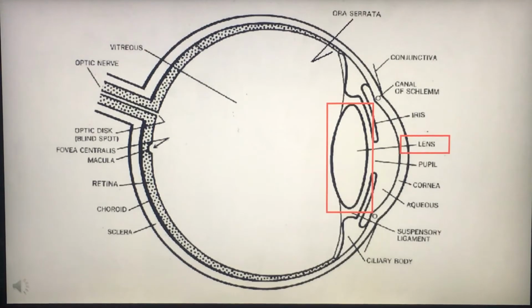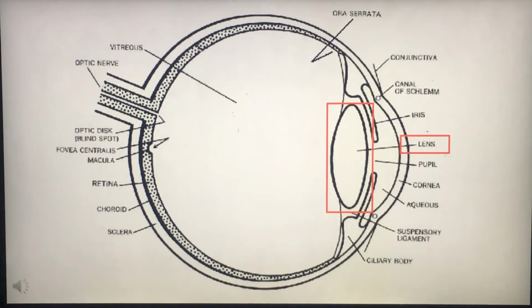The lens is the resilient, transparent structure in the eye that focuses light by changing its curvature. It provides secondary refraction after the cornea. The cornea provides the majority of refraction of light. The lens is located behind the iris.